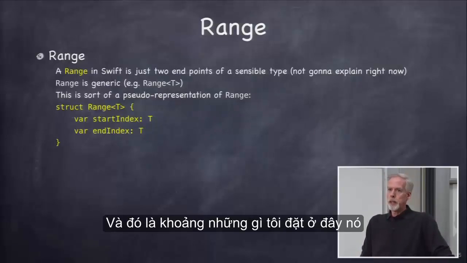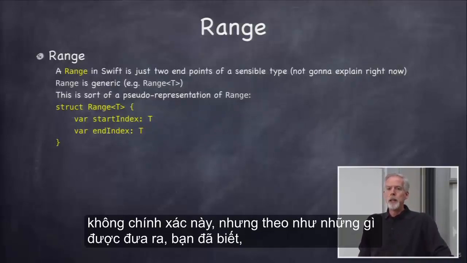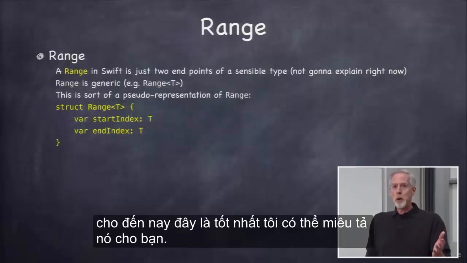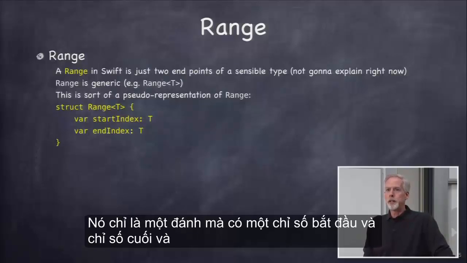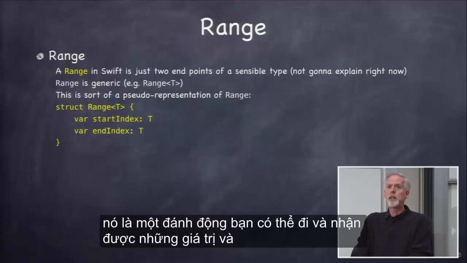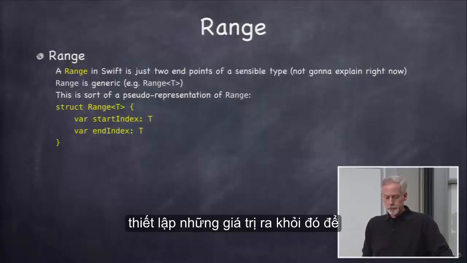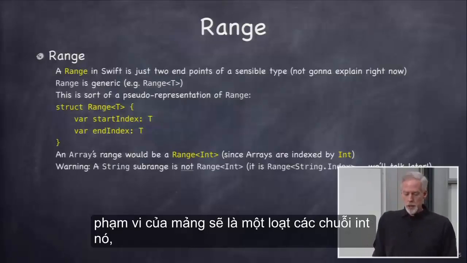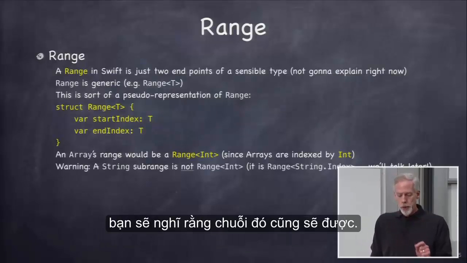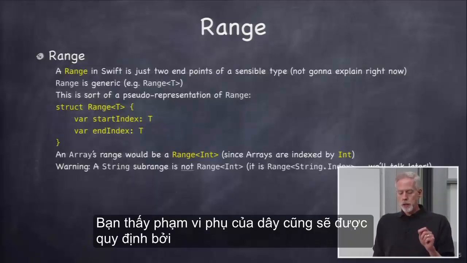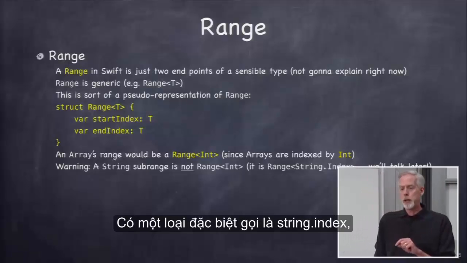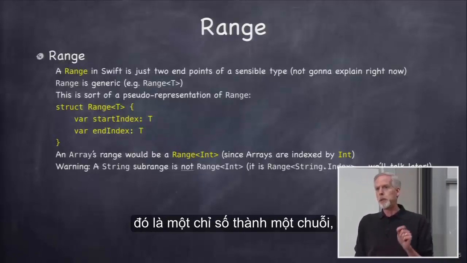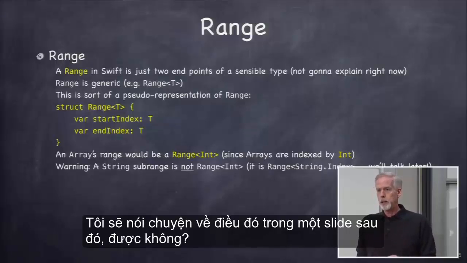And it's approximately what I put here. It's not exactly this, but given what you know so far, this is the best I can describe it to you. It's just a struct that has a start index and an end index, and it is a struct. You can go and get those values and set those values out of there. So an array's range would be Range of Int. For a string, you would think that subranges of strings would also be specified by an int, but it's not. There's a special type called String.Index, which is an index into a string. I'm going to talk all about that in a later slide.